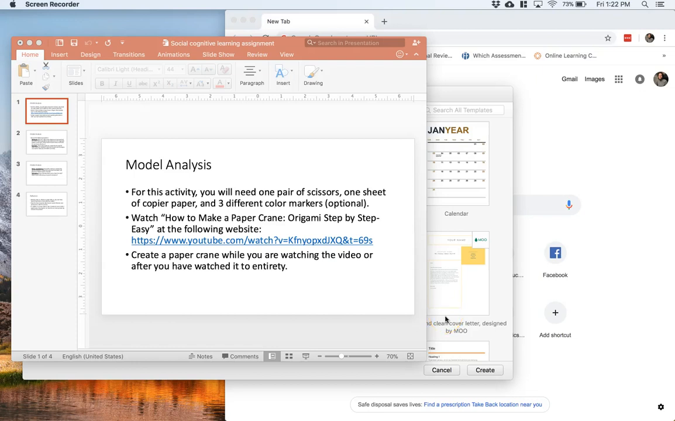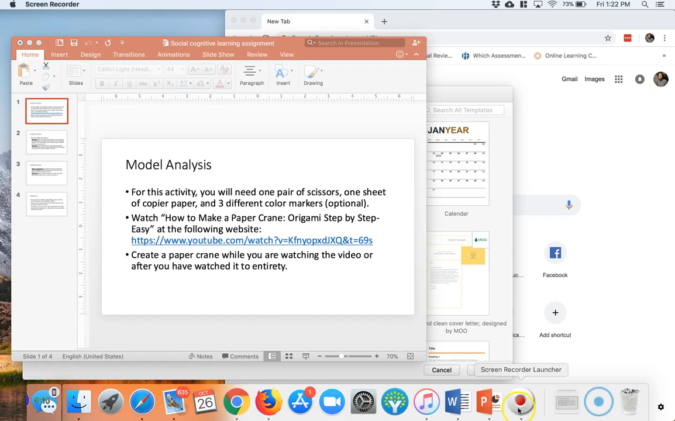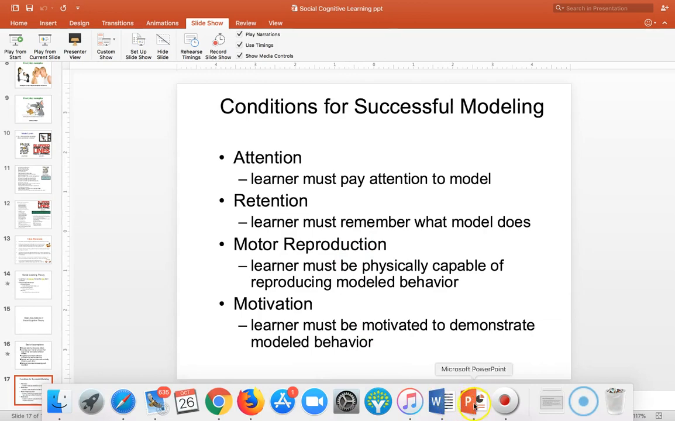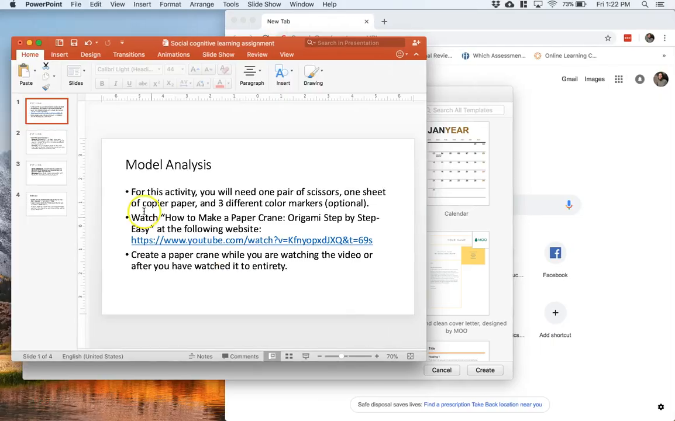For this particular assignment, you guys are going to complete an analysis of a particular model. You're going to use information from the previous lecture on social learning theory. These conditions for successful modeling, we talked about attention, retention, motor reproduction, and motivation. You're going to use each of these components to analyze this specific model in your assignment. So let's take a look at your assignment.